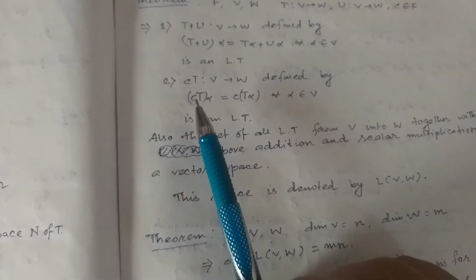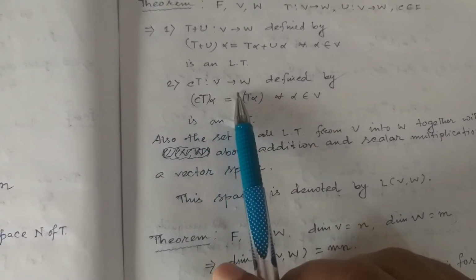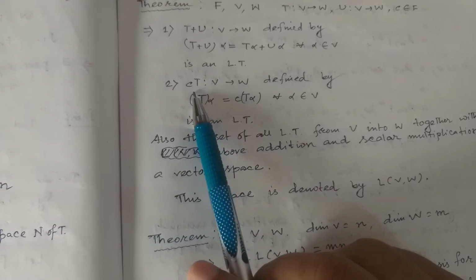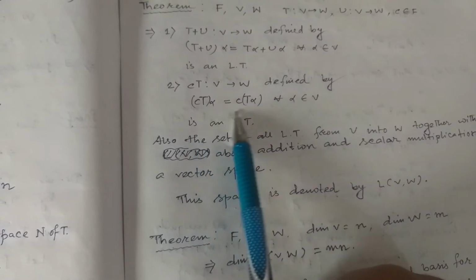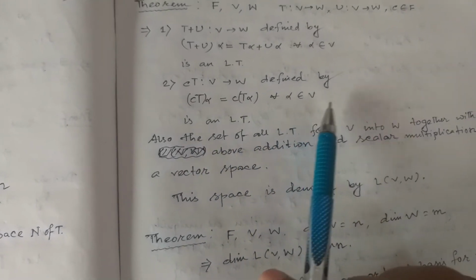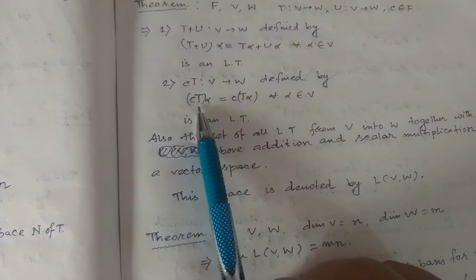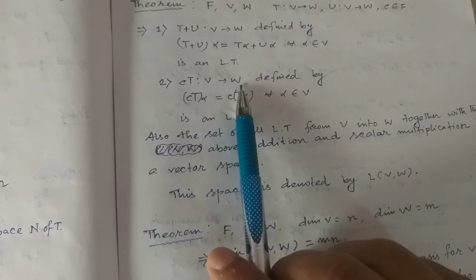So easy. Next, another mapping, CT, is defined from V to W as (CT)(alpha) equal to C into T(alpha), for all alpha belonging to V. This is the definition. You can again check that this CT is a linear transformation from V into W.